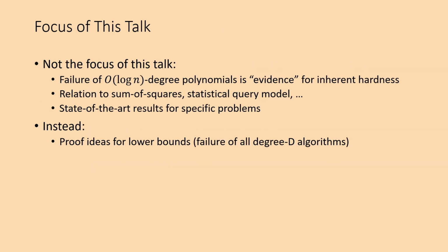OK, so what will I try to talk about today? Some things I don't really want to focus on: there's this heuristic claim floating around that if polynomials fail, this gives us some kind of evidence for hardness. There are quite a lot of different nuances to discuss here, and if we get into it, we'll be here all day. Also, there's quite a lot to say about how exactly this relates to other restricted models of computation, like sum of squares and so on. And I also won't focus on too many specific results. But there's a lot to say about all these things, and feel free to ask me about it later.